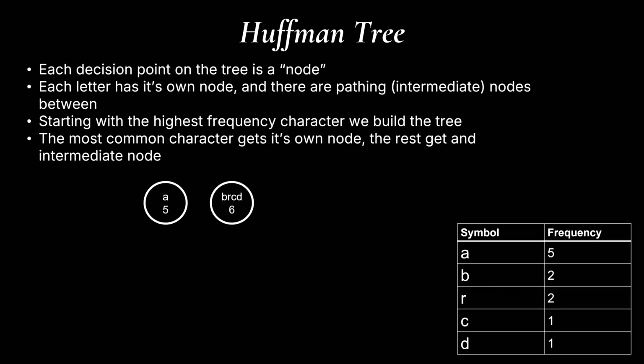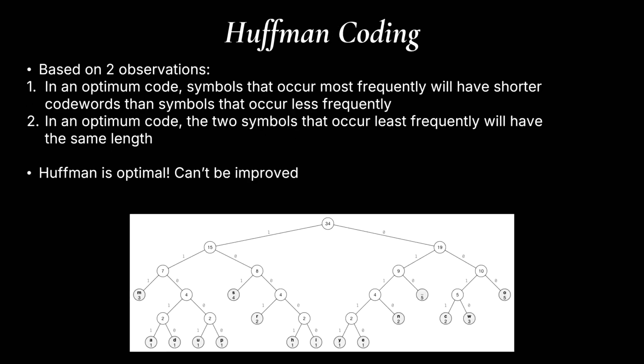Now we're going to start building the tree, right? Each of these decision points as we go up and down the tree is called a node. Each of the letters has to have its own node, otherwise you can't get there. And each of the nodes on the way, they've got various names, I'm calling them intermediate nodes here, or pathing nodes, so the nodes that allow you to get down to the letters. So if we go back to here, you can see that the letters are down here, and we have to have these pathing nodes that get us there. Otherwise we can't access them, right? So that's the key thing.